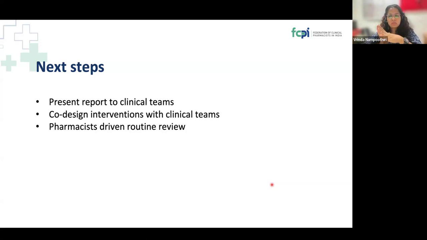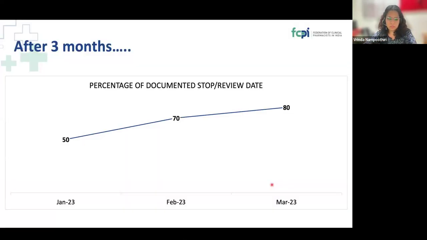Once the clinical team is on board with you on that particular intervention, you implement the intervention, and then you do continuous review to see if the intervention is working or not. So now, without any intervention, your compliance to stop or review date documentation is 50%. Say you have implemented an intervention introducing a specific column in the antibiotic prescription chart to write the stop or review date. And then in the next few months or weeks, you continue the audit to see if that intervention is working.